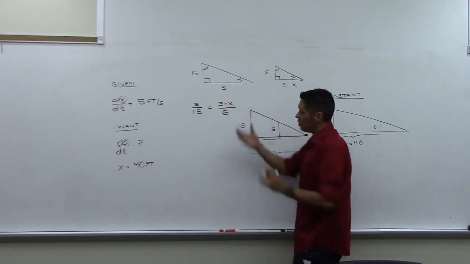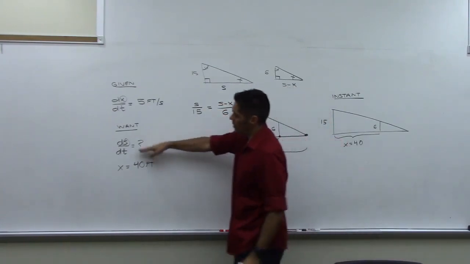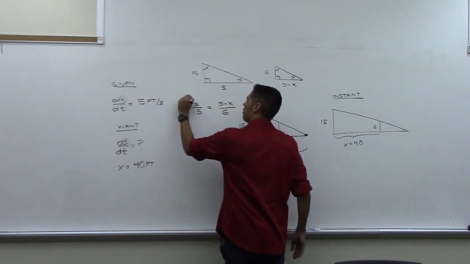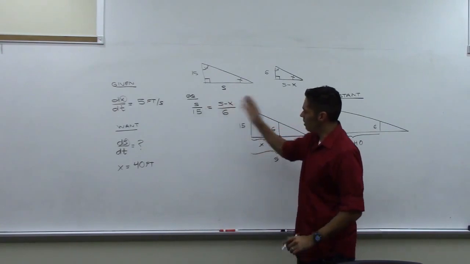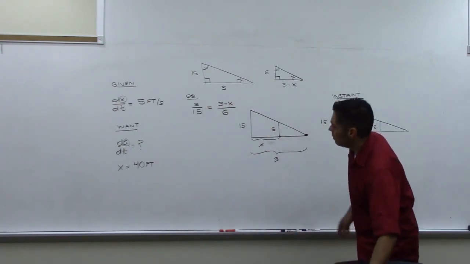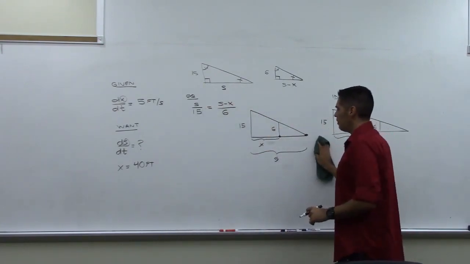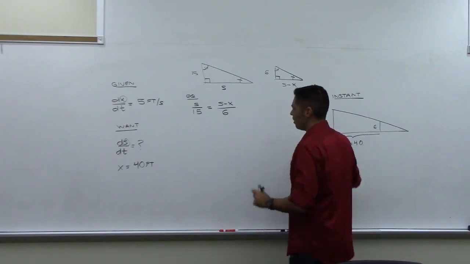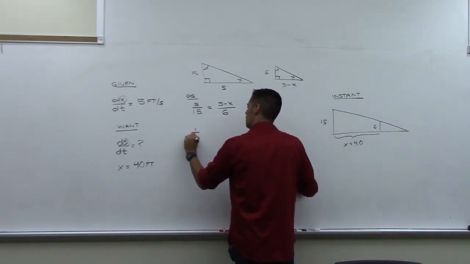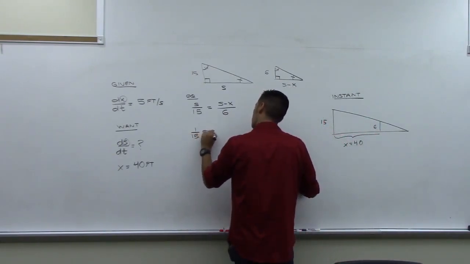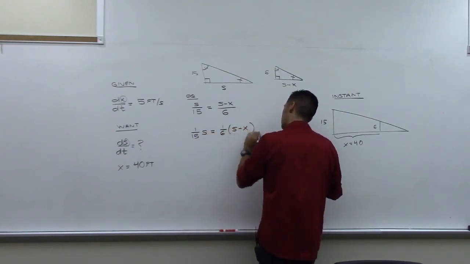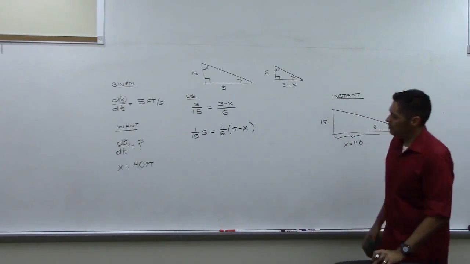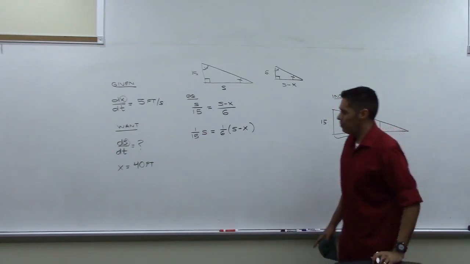So what I've done is I've created an equation, which is what we needed, right? We need an equation that relates those two variables together, and here it is, an equation with s and x. And now I can differentiate that. Now before I differentiate it though, I'm going to clean it up. This is 1/15 s equals 1/6 times s minus x, like that. And then I can just differentiate with respect to time.